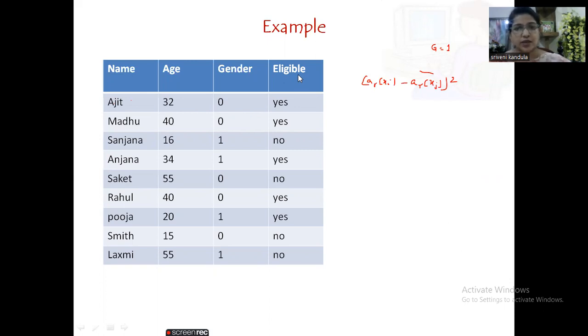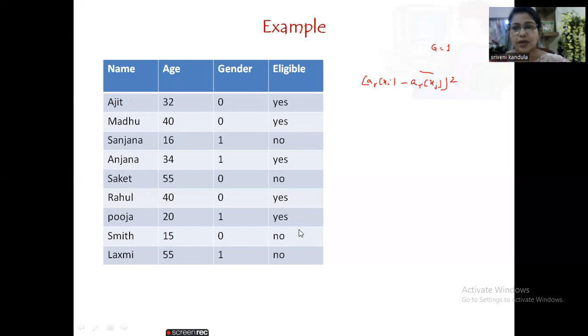Let us assume that there is a notification and there are certain age groups of people who want to apply for that. So the eligibility is given here. If the person is falling less than or equal to 40, we have made them eligible, and he should be greater than an age of 18. 18 to 40 is eligible, others are not eligible. So based on that, we have given a binary labeling here.